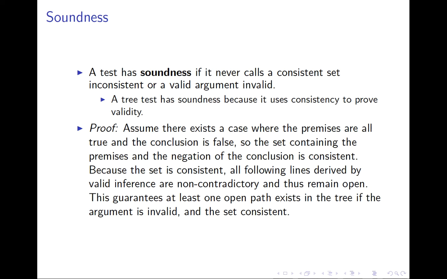A test has soundness if it never calls a consistent set inconsistent or a valid argument invalid. So let's assume that there exists a case where all the premises are true and the conclusion is false. This means that the set of sentences containing the premises and the negation of the conclusion are all true and thus consistent. Because the set of initial sentences are consistent, all the following lines that are derived via the rules of inference are non-contradictory and remain open. This guarantees that at least one open path exists in the tree if the initial argument is invalid and the initial set of sentences are consistent.